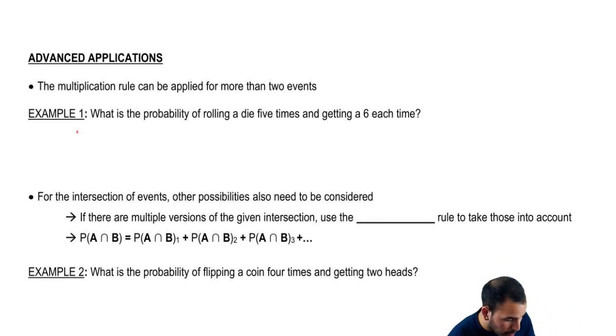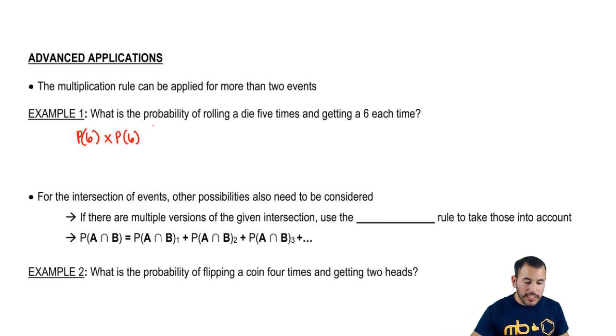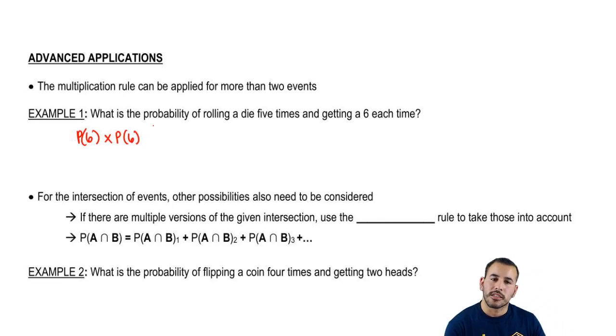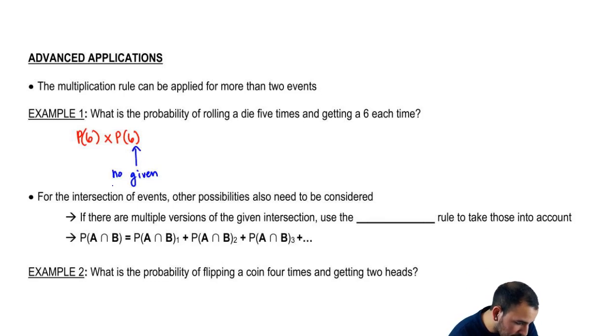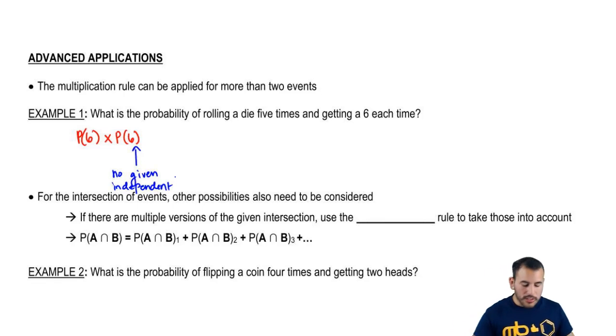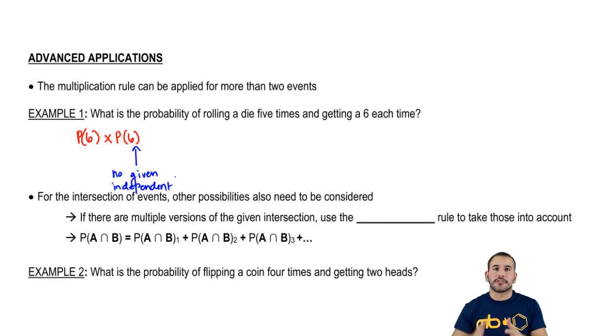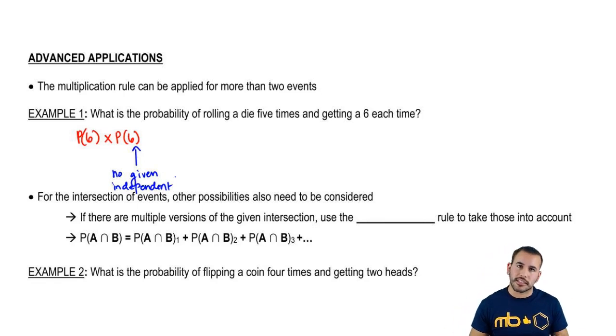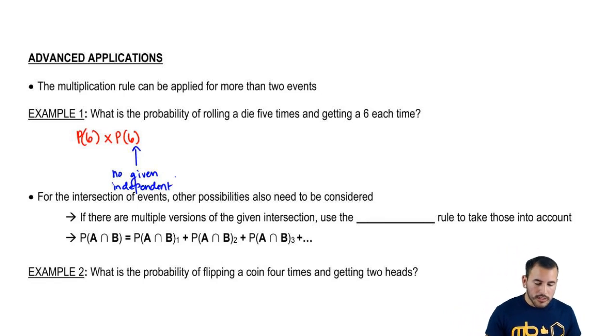That's basically the probability of getting a 6 times the probability of getting a 6 again. Why don't I include the given in there? Because otherwise I would say the probability of 6 times the probability of 6 given that I rolled a 6 the first time. The reason there's no given is because these two events are independent. Rolling a die, even though I got a 6 the first time, doesn't affect the probability of me getting a 6 the second time. So just keep going.